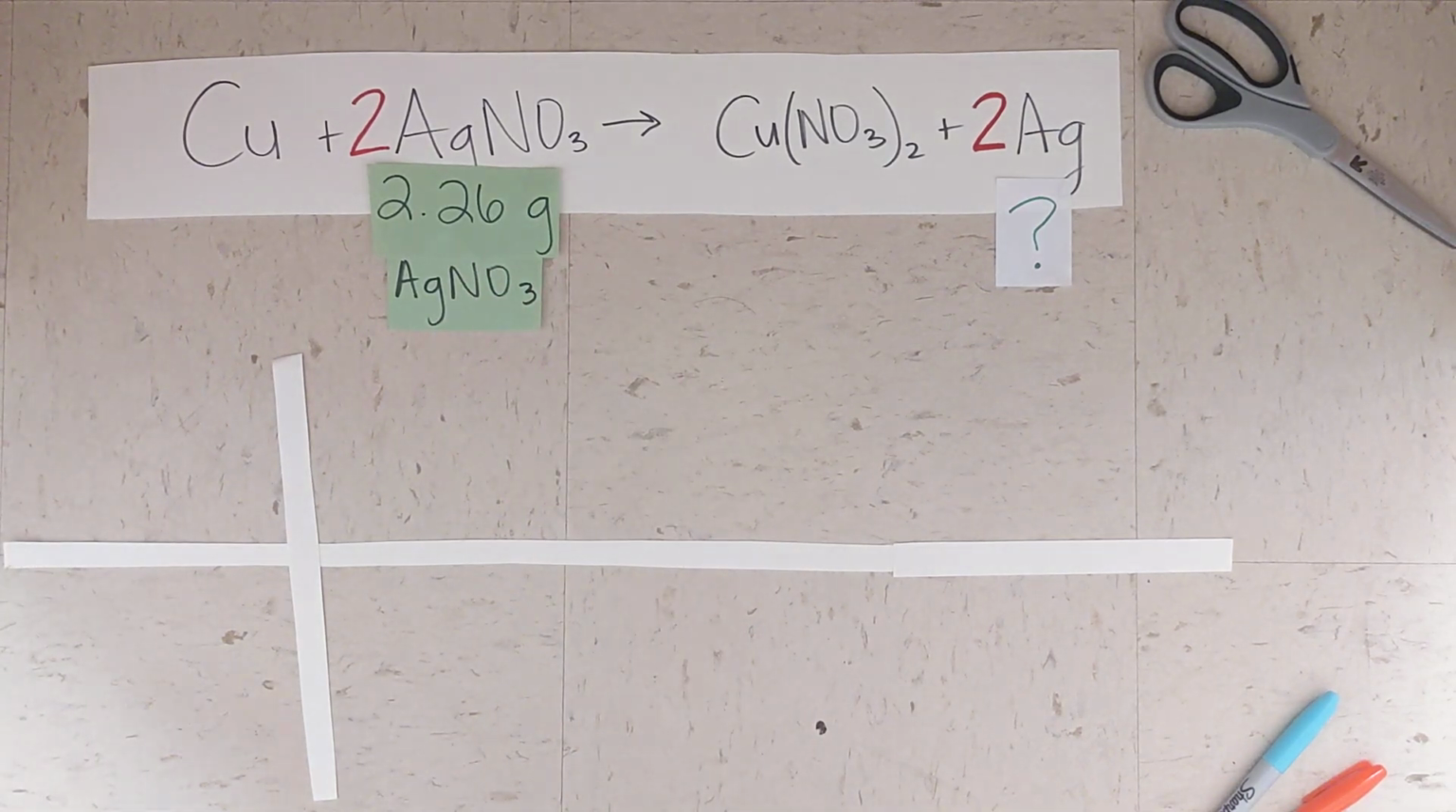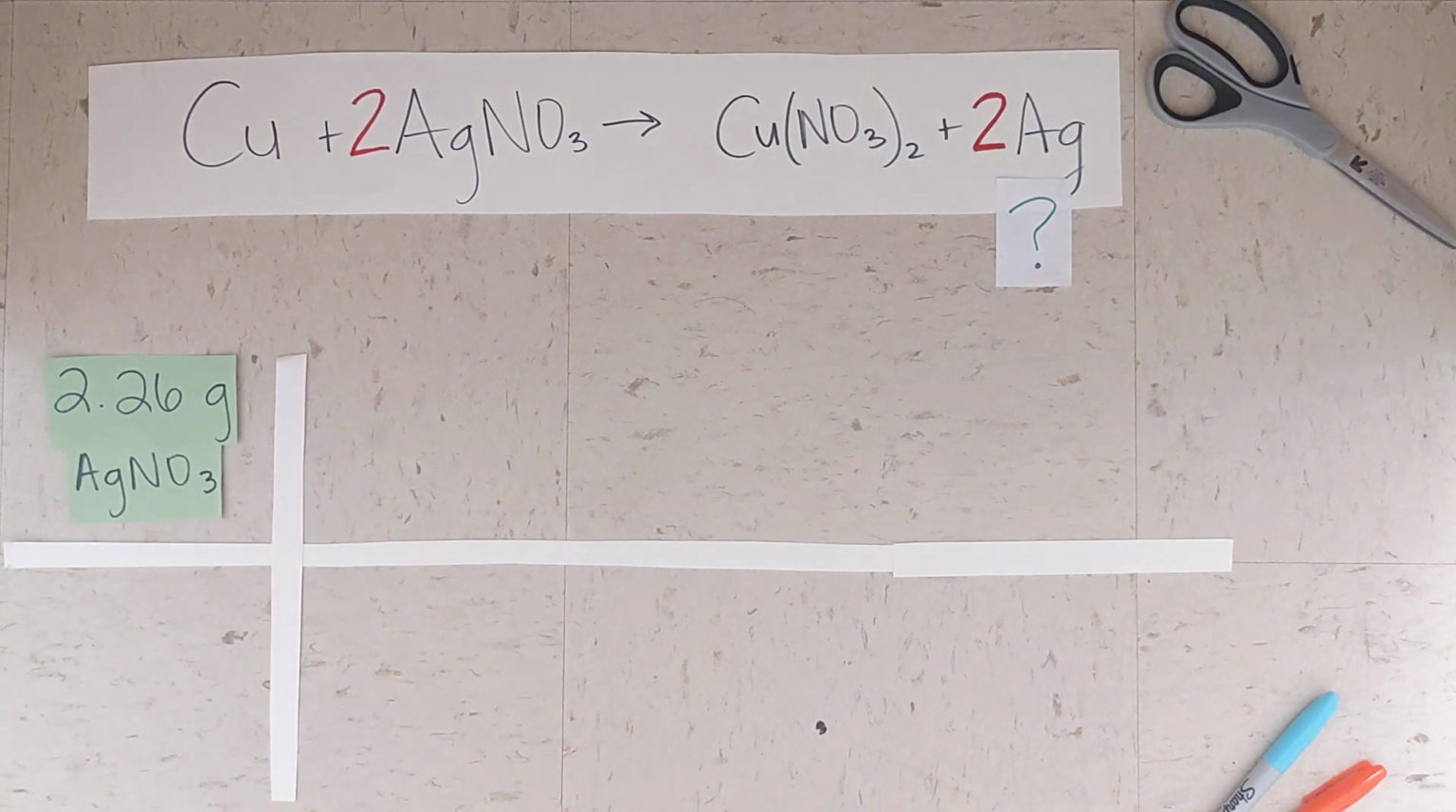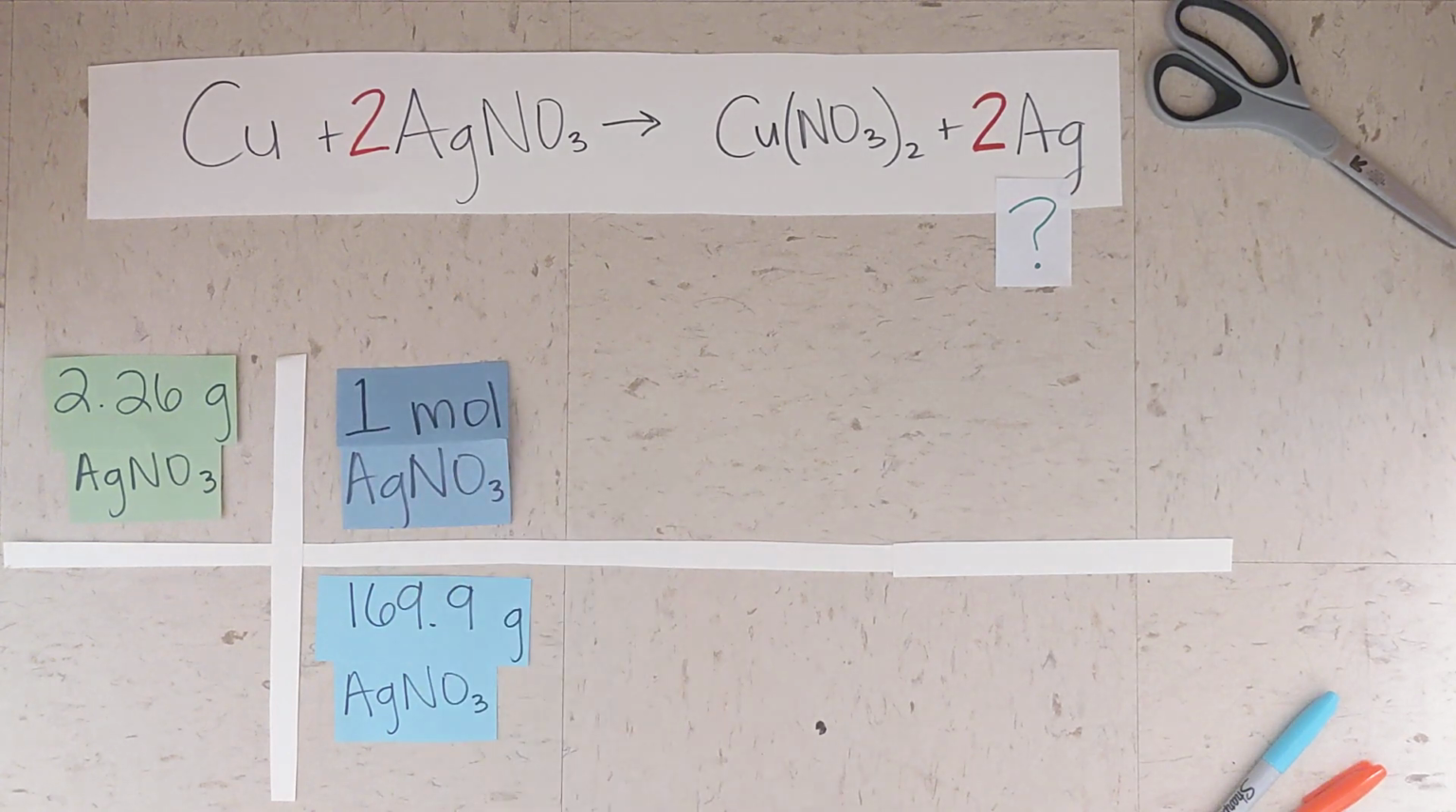So we have our T-chart. And let's take our given, the thing we started with, and put it in the first blank. Now, step number 1 said we needed to convert grams of our given into moles of our given. So let's go ahead and do that. To convert grams to moles, we divide by molar mass. And the molar mass of AgNO3 is 169.9 grams. And we know that that is per every 1 mole of AgNO3.